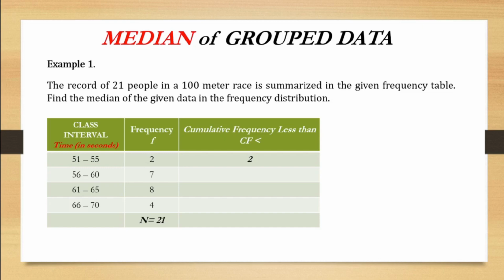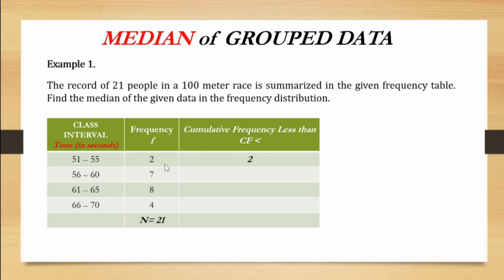Next thing that we need to do is create a column for the cumulative frequency less than. The question is how to create and complete the column for the cumulative frequency less than. We have to identify where the smallest class interval starts. In the table, the smallest class interval starts at the top, so for the cumulative frequency less than, we will start at the top.